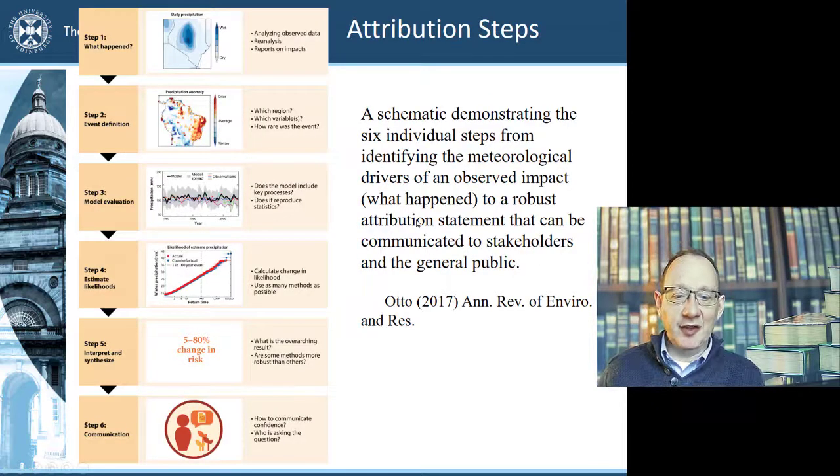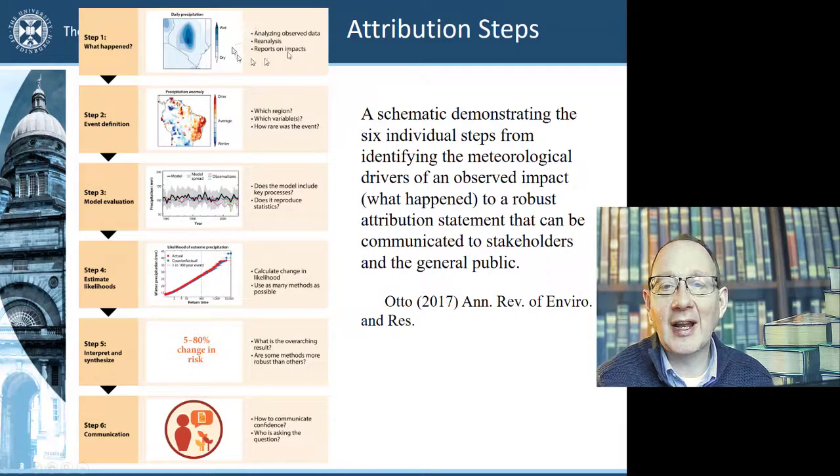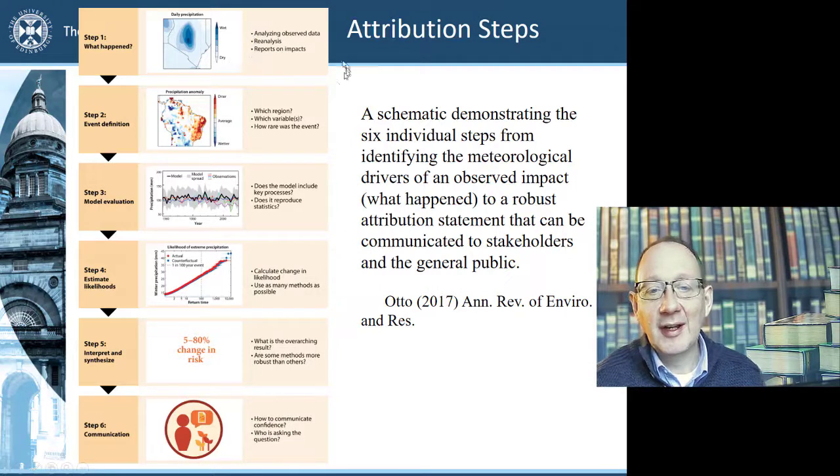Here's a lovely schematic from Otto et al., which provides steps to attribution. The first step is to ask what happened. This is for a couple of events. That would be about analysing observed data, reanalysis, and looking at reports on impacts. That's a really important first step. If you don't do this, then you don't have any idea what happened and you can't really engage with the event, as it were. Step 2 would be about event attribution.